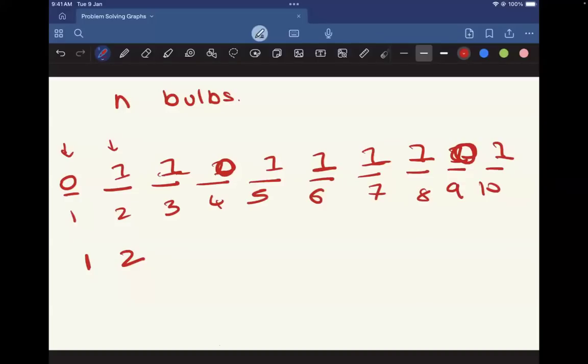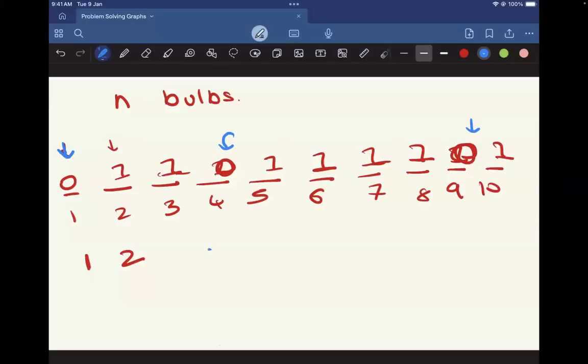Now, this is a very, very beautiful observation that the bulbs that are off are perfect squares. Exactly. And why is this the case?